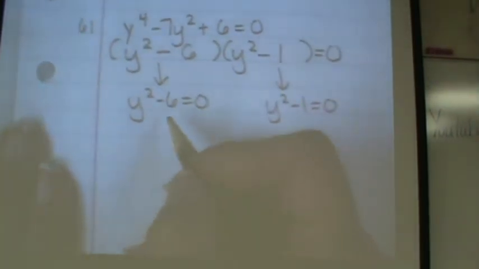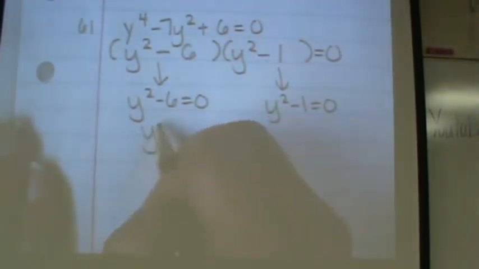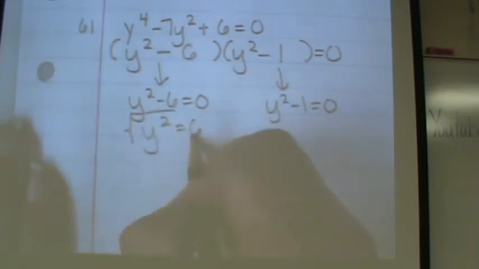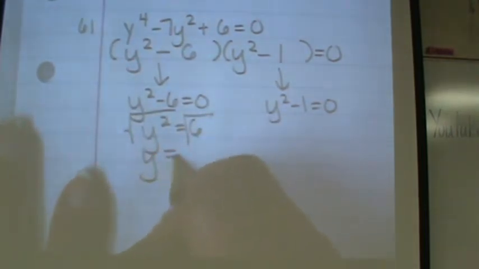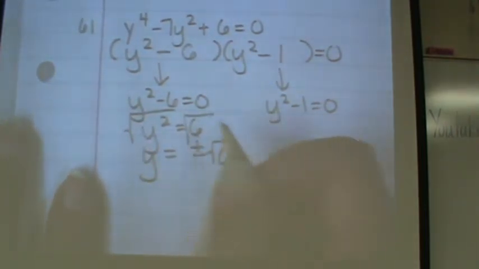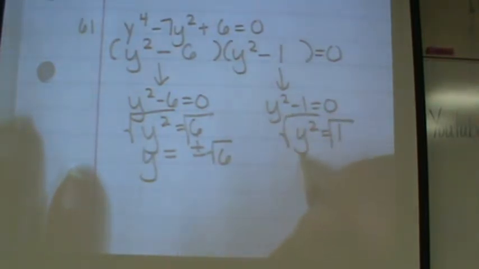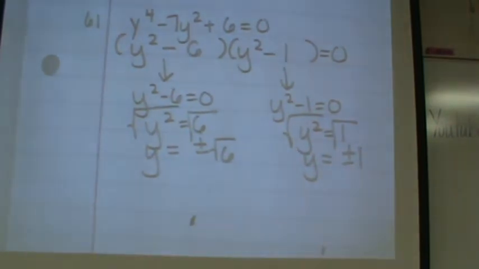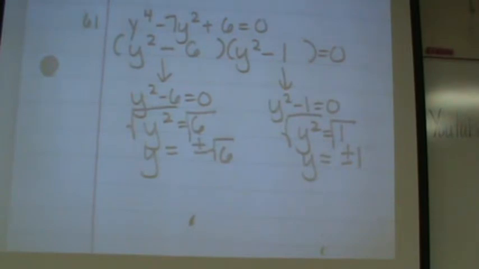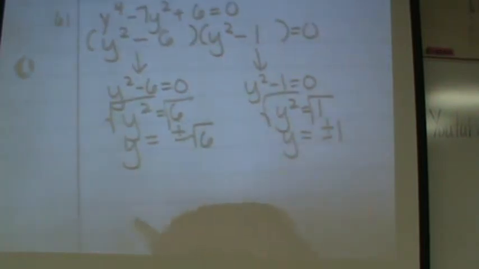Now you're going to take the square root of both sides. Add 6 and root both sides. So y equals, don't forget, plus or minus root 6. And add 1, root both sides, y equals plus or minus 1. The square root of 1 is 1, but it's plus or minus. Don't forget, plus or minus 1. Question 63 we can skip, but we have to do 65.